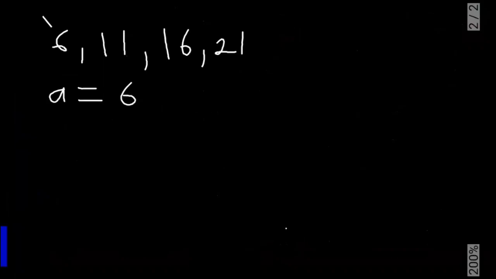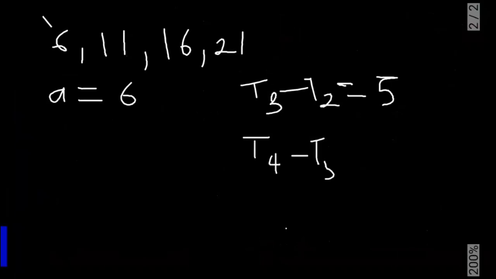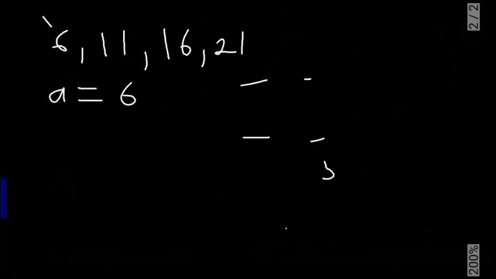Let's pick the third term minus the second term. So 16 minus 11 is 5. Let's pick the fourth term minus the third term. We have 21 minus 16, which is also 5. So our common difference is 5. So d is equal to 5.